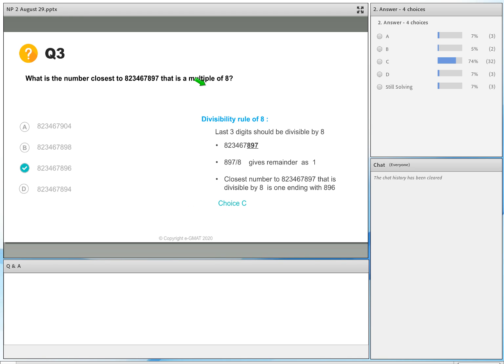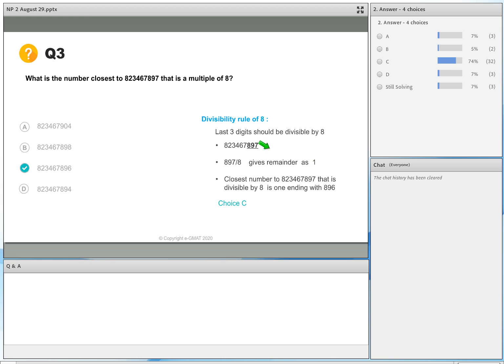This time it's about being a multiple of 8, which has its own divisibility rule. The rule says it's similar to that of 4. It says that the last 3 digits should be divisible by 8. Now, if you look at the last 3 digits, it's 897. Now, 897 is not divisible by 8. How do I know? I can just quickly divide it and I will see it gives 1 as a remainder. That means it's not completely divisible.